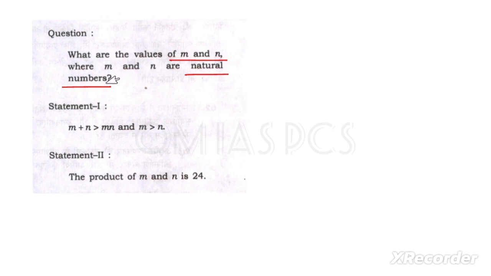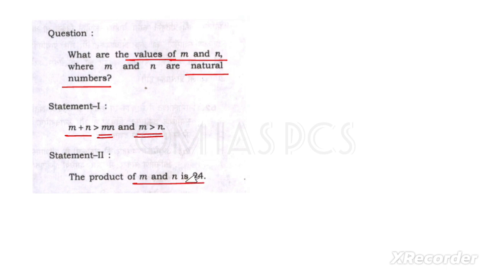What are natural numbers? What are prime numbers? Just understand those things, and when you read this question, you'll think, I have understood this, I know how to initiate it. Just see how I am approaching it. It is asking what the values of m and n are. Statement 1 is given: m plus n, that sum, is greater than the product, and m is greater than n. The second statement is that the product of m and n is 24.